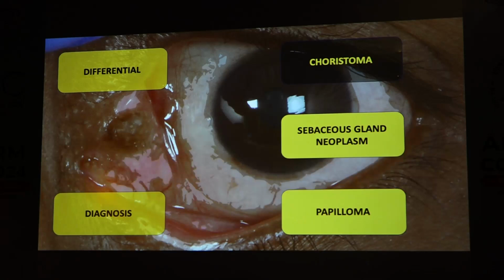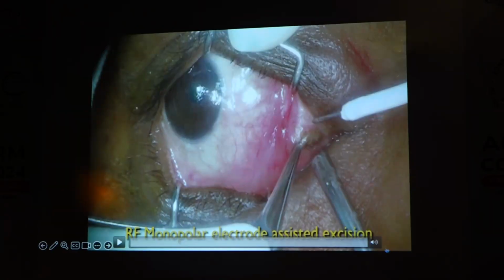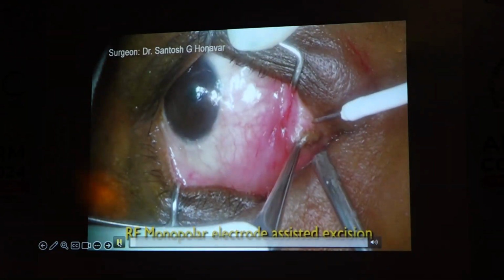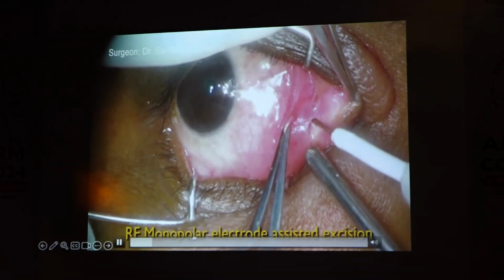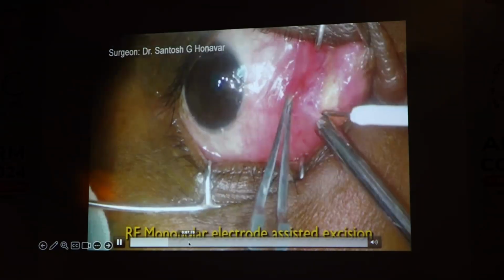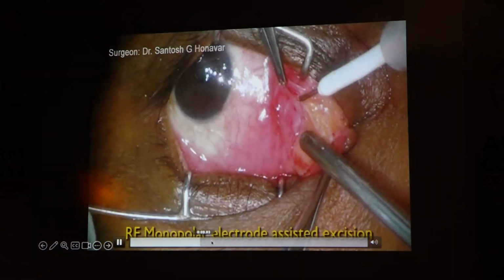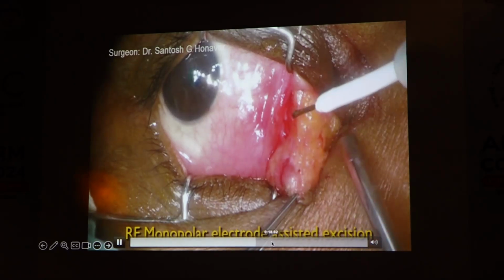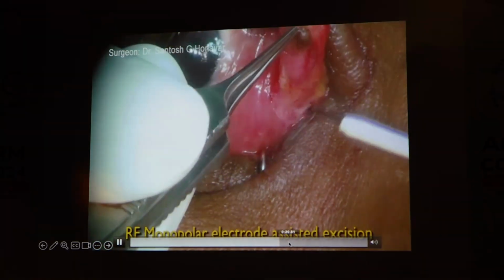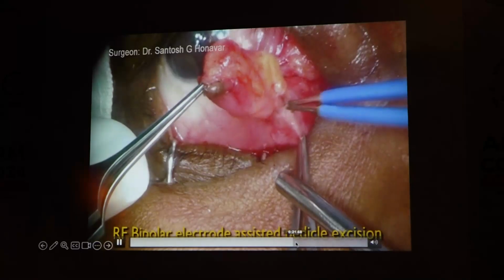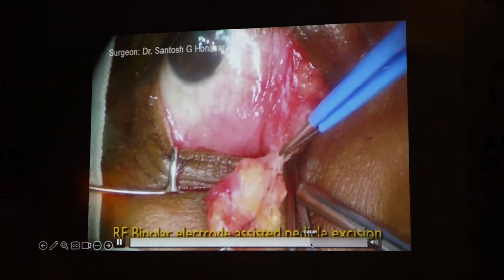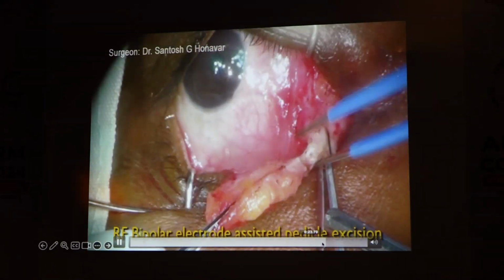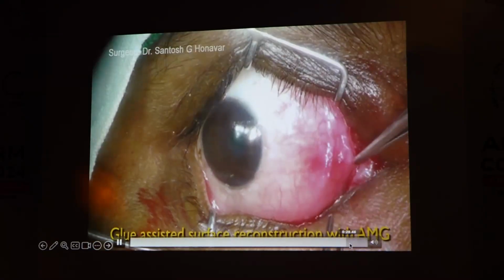However, what's most important is the definitive diagnosis, which is always on histopathology. So what's best is to put the lumbricals of the expert to work, and the operating surgeon is Dr. Fanavar here, where we went ahead with a complete excision of the mass using a monopolar radiofrequency electrode, followed by a pedicle excision of the same mass using a bipolar electrode to minimize the bleeding associated with it, and later reconstructing the surface with glue.